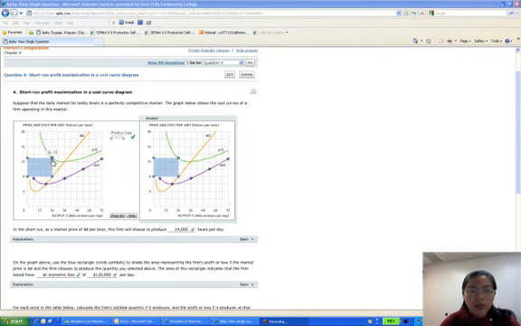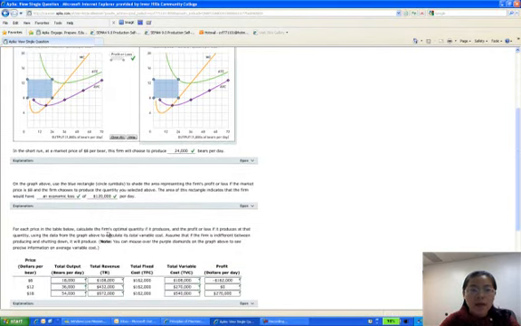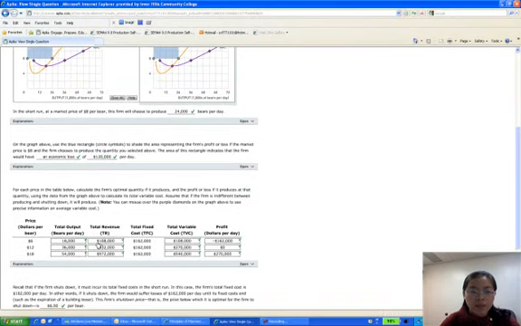So if we try to figure out the total loss, that is the loss per unit times the quantity the company is producing. So $5 times 24,000 quantity, and that is the total loss. Okay, and the next question is about the market price.